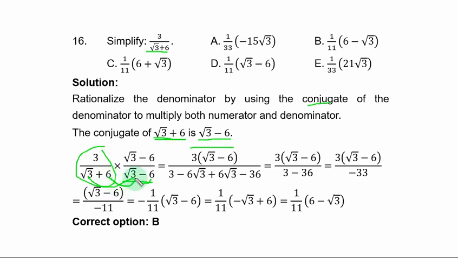You have plus 6 root 3, plus 6 times minus 6. You have minus 36. These two terms cancel. You are left with this. If you subtract the denominator, you have it in this form. You divide 33 by 3. You have this result.